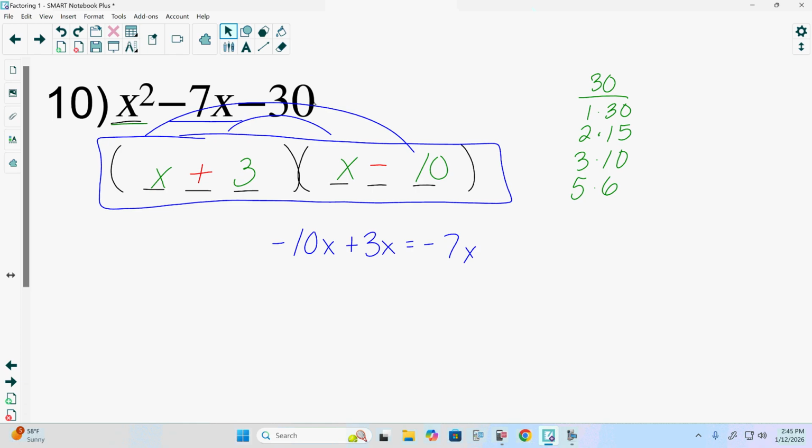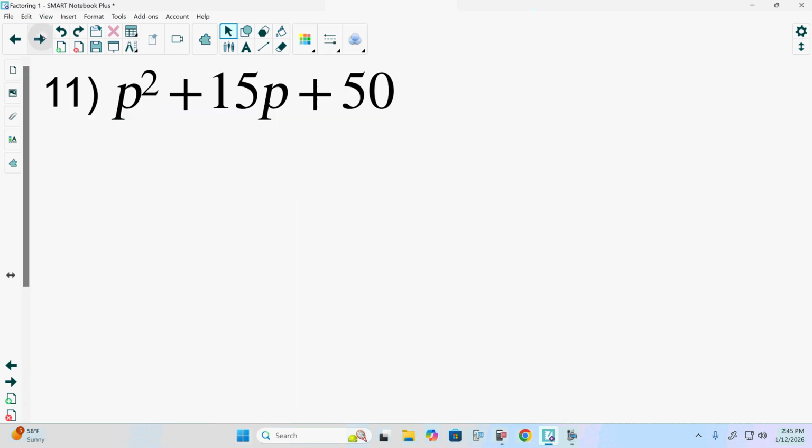Questions on this so far? Are you ready for the next one? P squared plus 15p plus 50. Is there a greatest common factor? So if we're looking for greatest common factors, the first place I look is the first and third term. P squared doesn't have a number. 50 doesn't have a variable.